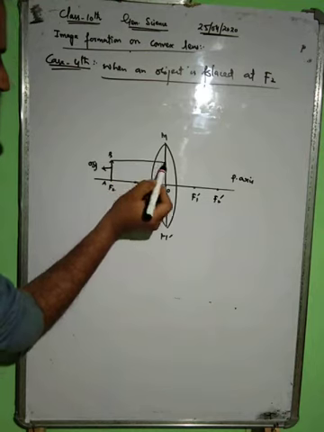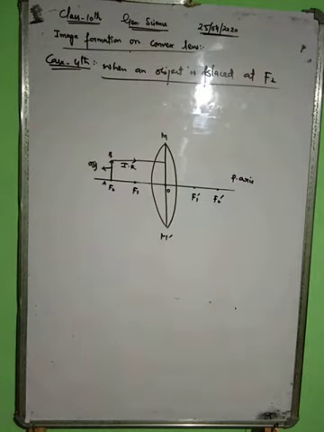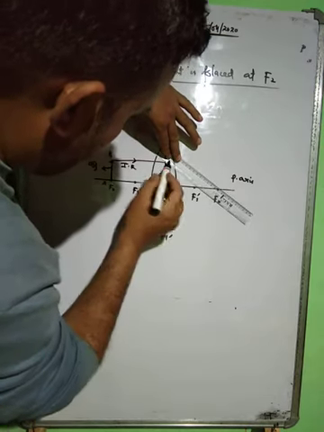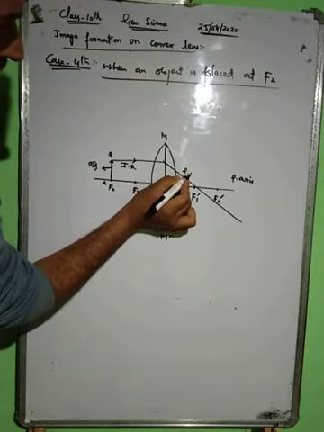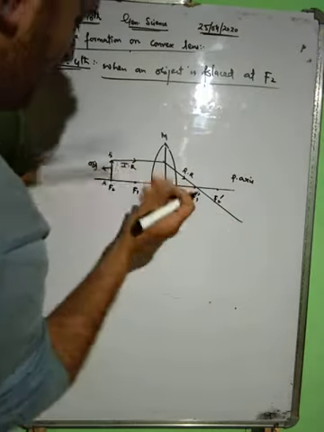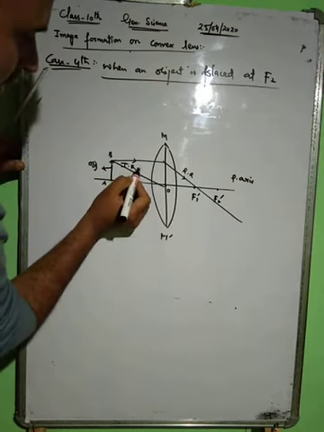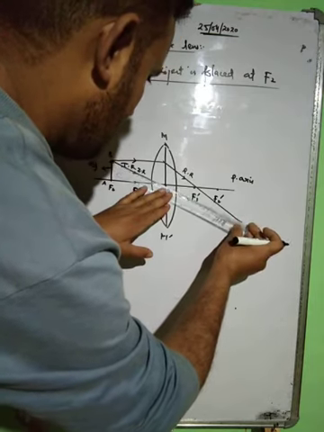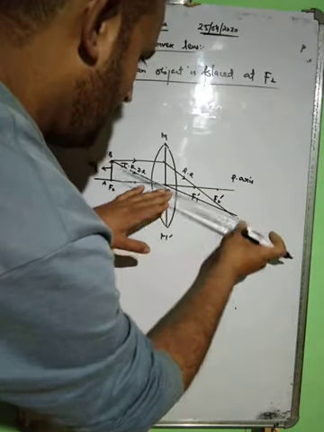From an object incident ray of light falls on convex lens parallel to principal axis. As per the rule after refraction the refracted ray of light it will pass through the focus. Now the second ray of light from an object falls directly at the optical center as the incident ray of light and this ray of light it will pass undeviated.